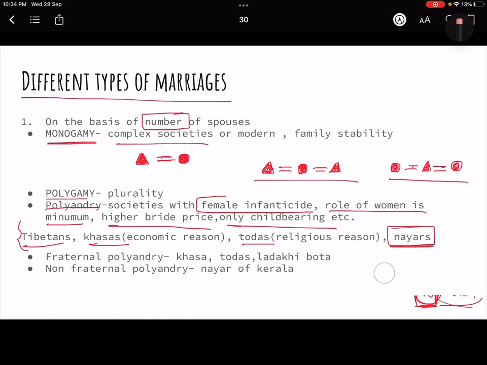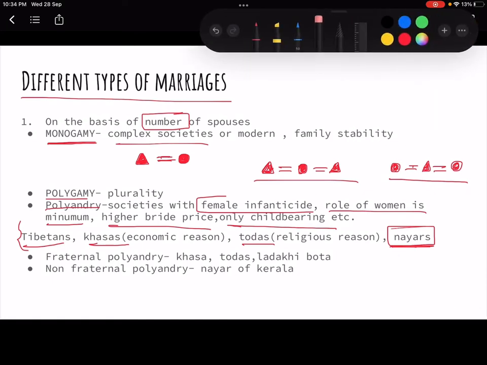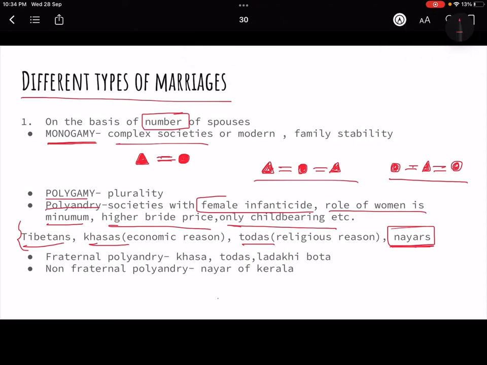Now fraternal you should be able to understand. Fraternal means brotherhood, fraternity, right? It comes from that word. So fraternal means when she has married two men, but these men are brothers, they are related to each other, right? That becomes fraternal. So Khasas, Todas, Ladakhi Botas, all of this come under fraternal. And non-fraternal polyandry would be Nayars.